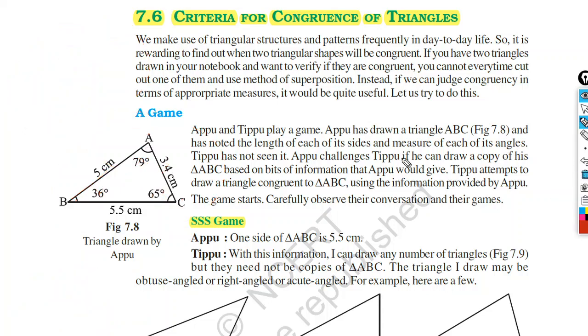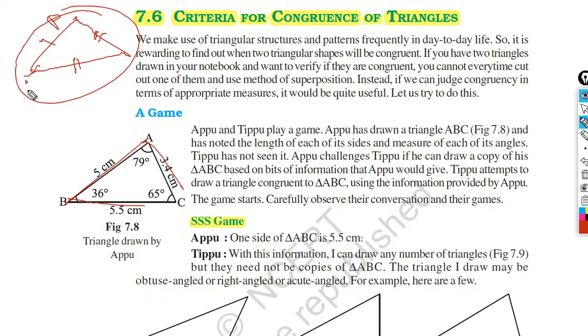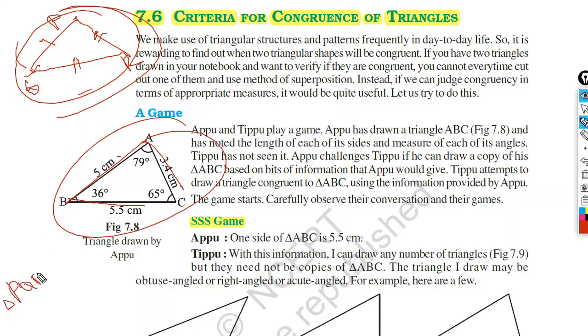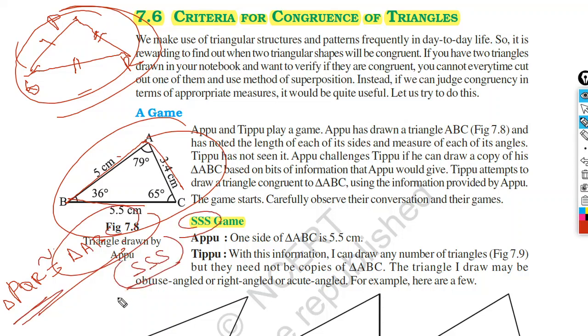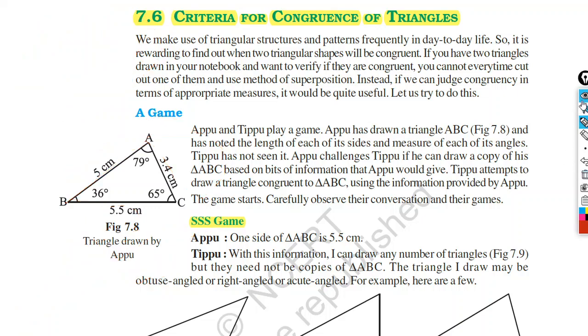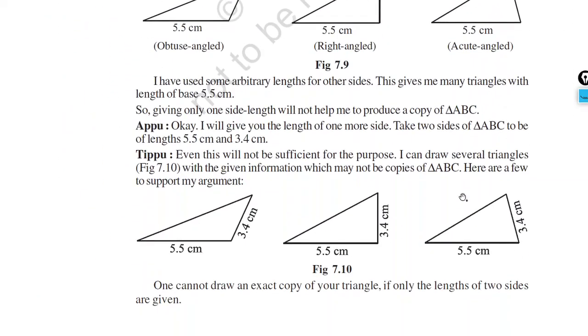So what is the congruency criterion here? Here we have seen that the sides of one triangle are equal to the corresponding sides of another triangle, say PQR. Therefore we are saying these two triangles are congruent. In other words I can write triangle PQR congruent to triangle ABC. What is the criterion for this congruency? It is side.